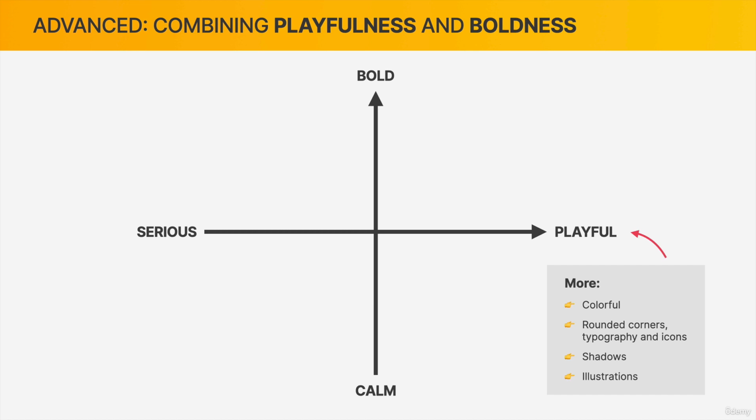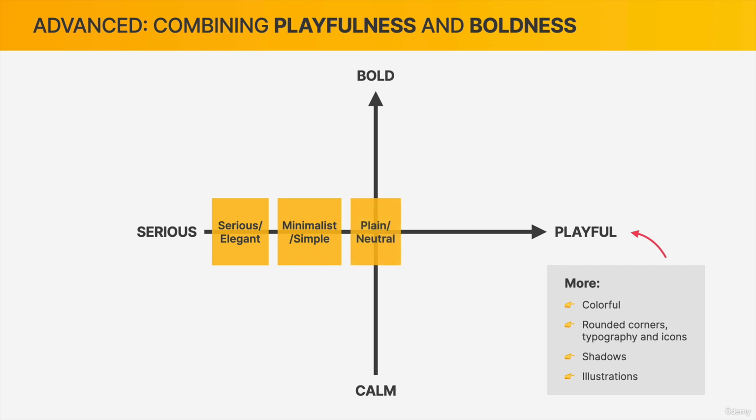Now, placing these personalities on the playfulness axis, the first one needs to be the serious or elegant personality. So this one is the least playful. So it is the most serious one. Then there is the minimalist one, then the plain and neutral personality, then the startup and upbeat, which is already quite playful, but then of course the most playful one is in fact the playful and fun personality, right? So this is basically these 5 personalities ordered from the most serious one to the most playful one.